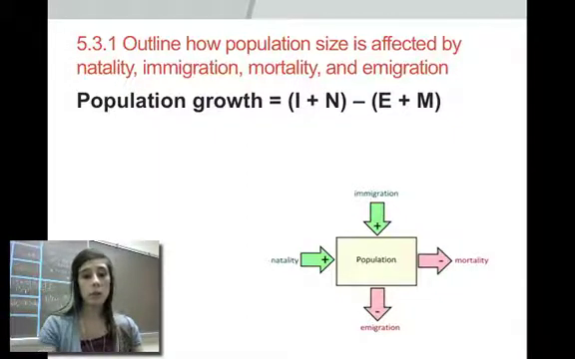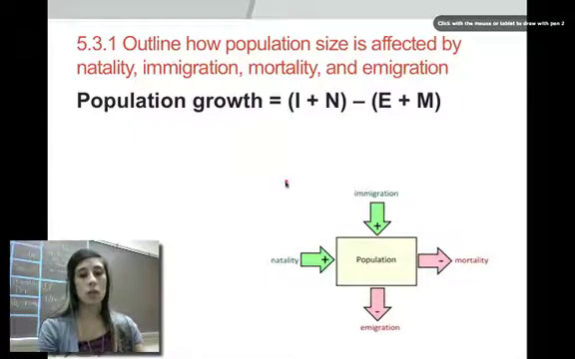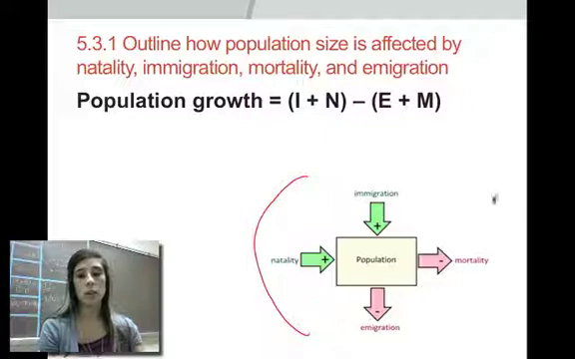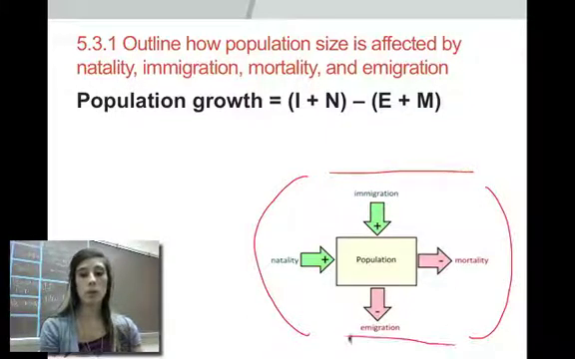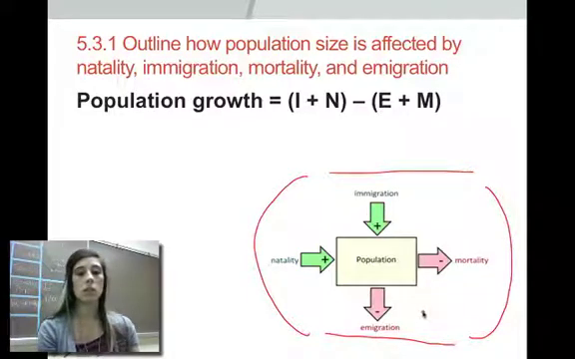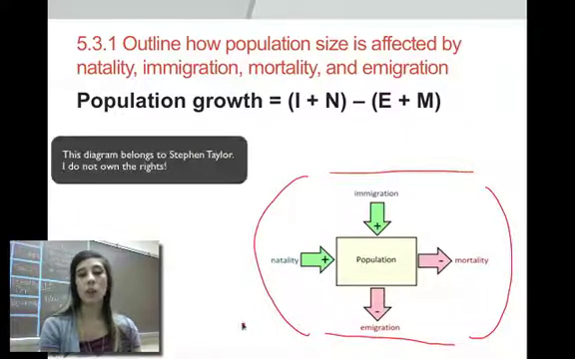And I would recommend that you draw these equations, draw this graph, this picture right here. This is a great way to remember for your assessment statement how population size is affected. This would be a great thing that you could just redraw, scan, and put onto your IB website. And that's it.